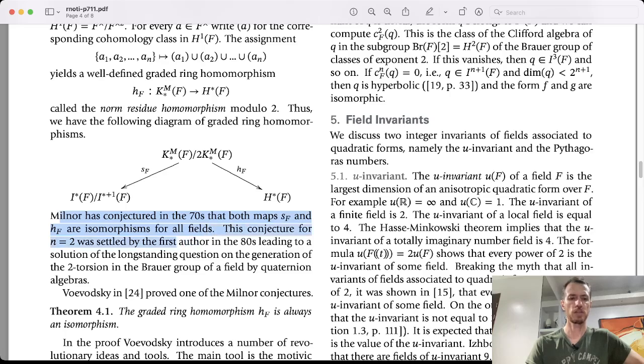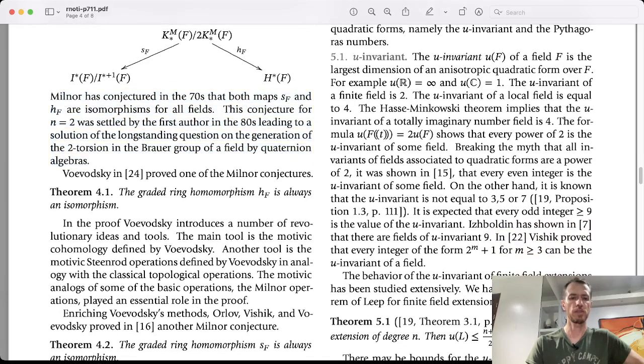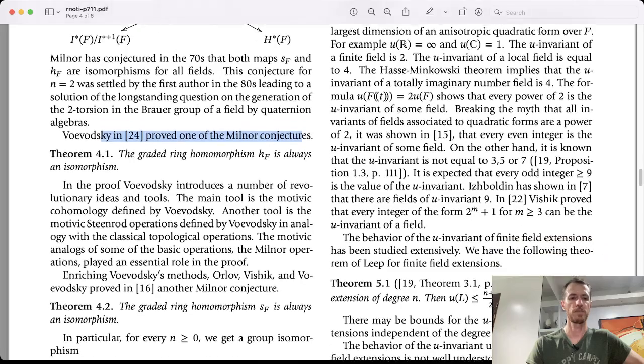This conjecture for n equals 2 was settled by the first author in the 80s, leading to a solution of the long-standing question on the generation of the two torsion of the Brauer group of a field by quaternion algebras. Voevodsky, in reference 24, proved one of the Milnor conjectures.